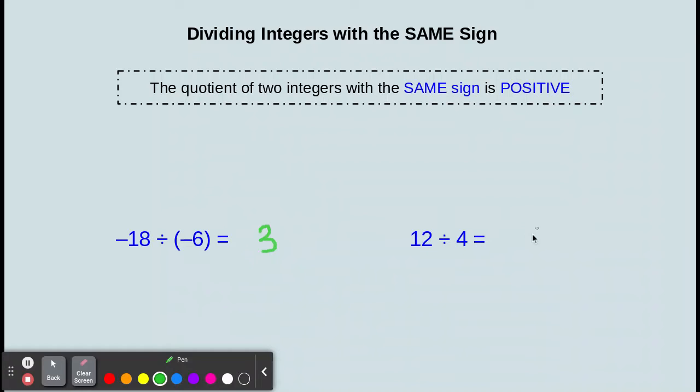Now here we have 12 divided by 4. That is also 3. And since both of these are positive, then our answer needs to remain positive since they both have the same sign. Same signs, the answer is positive.